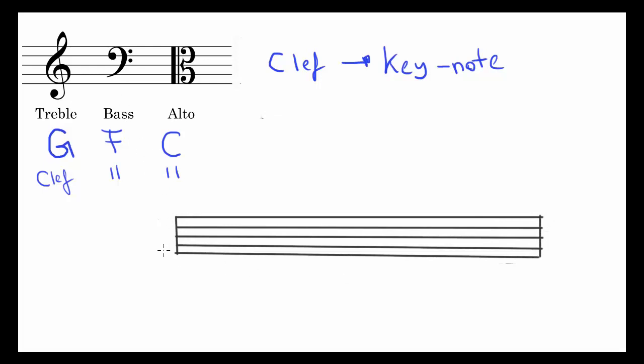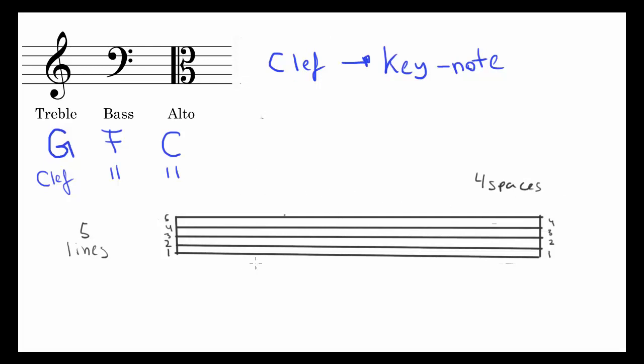Now, why don't we number these lines? Always start from the bottom up. 1, 2, 3, 4, and 5 lines. So let's write down 5 lines. And then you can also see that between the lines there are spaces. 1, 2, 3, 4. Let's number these as well. 1, 2, 3, 4. So the staff has 4 spaces.